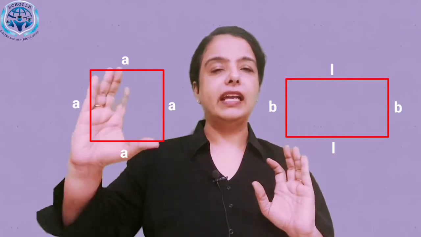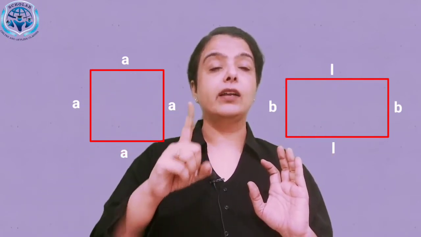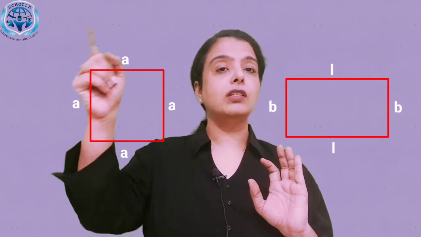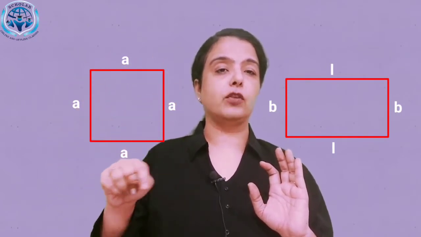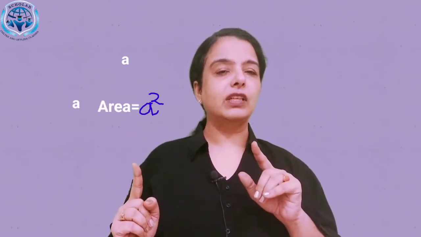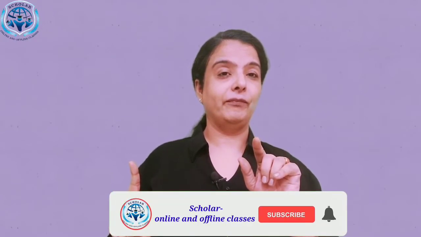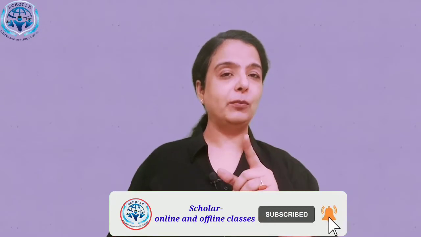You can put the different figures given in the formula to calculate the area of the square and the area of the rectangle. This is the square, this is the rectangle. Now, area of the square is A square or side square, because all the 4 sides of a square are equal, A and A. So, to find out the area, you will multiply A by A. Have you got my point?